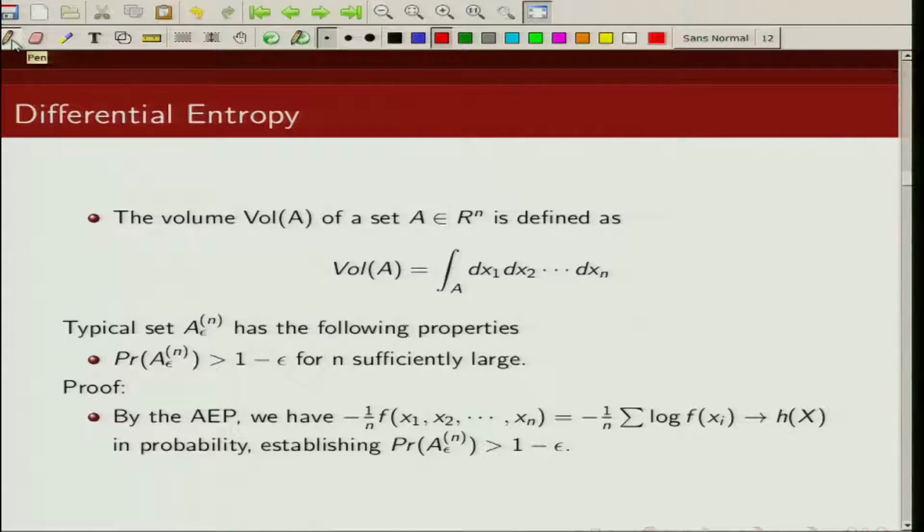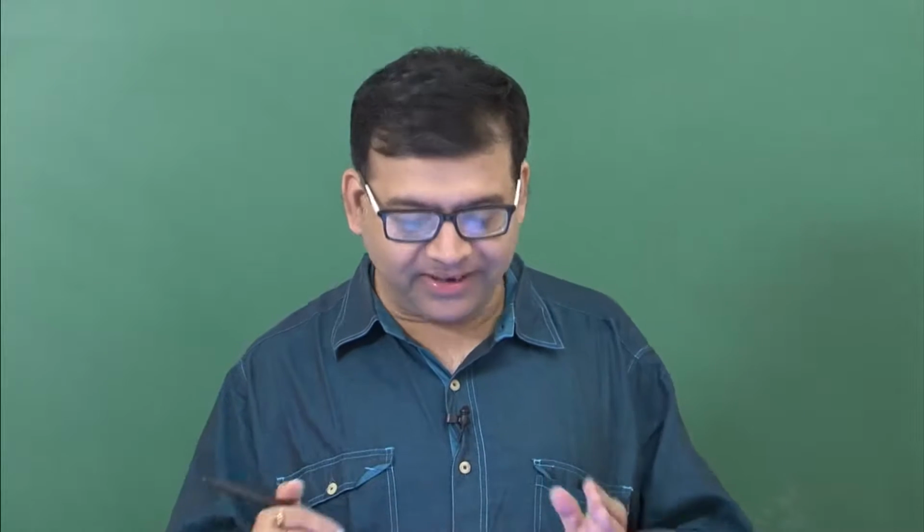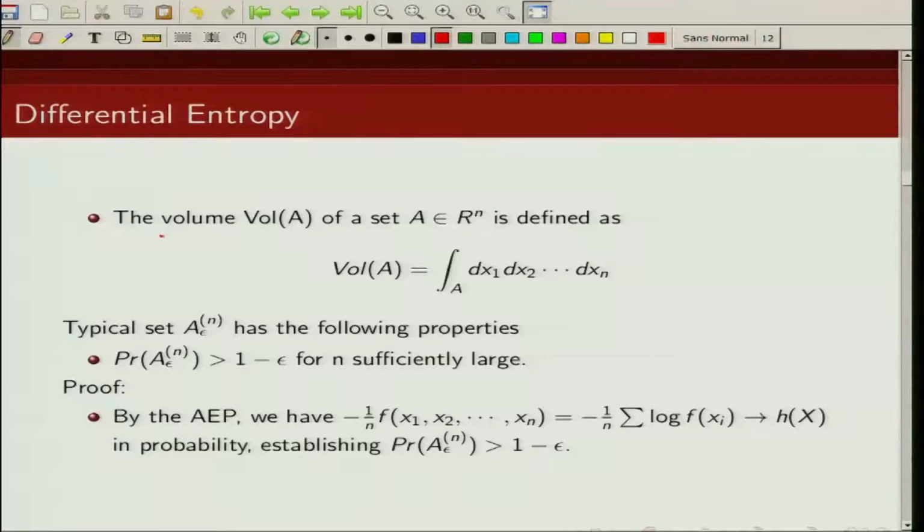Now in the case of a discrete random variable, we defined how many such typical sequences there are. The analogous thing for a continuous random variable is what we call the volume of a typical set. The volume of a set is defined like this. So analogous to the number of typical sequences, here we have the volume of the typical set.